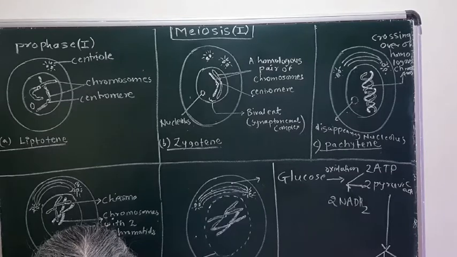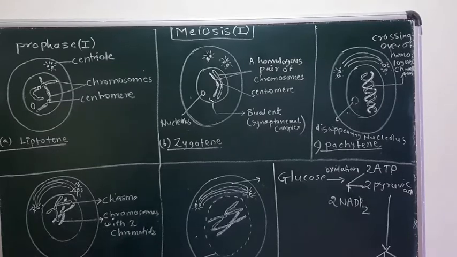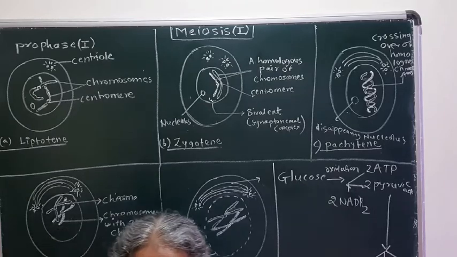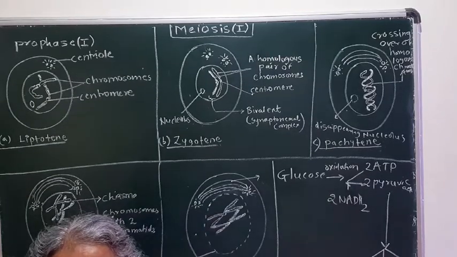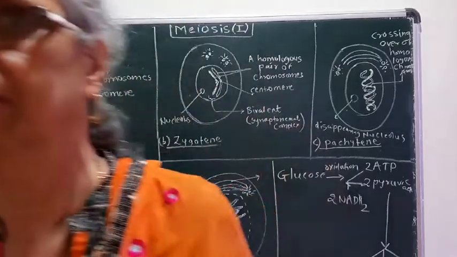Now, give reasons and the remaining part of this, meiosis 2 and metaphase 1, anaphase 1 and telophase 1, I will take in the next part.